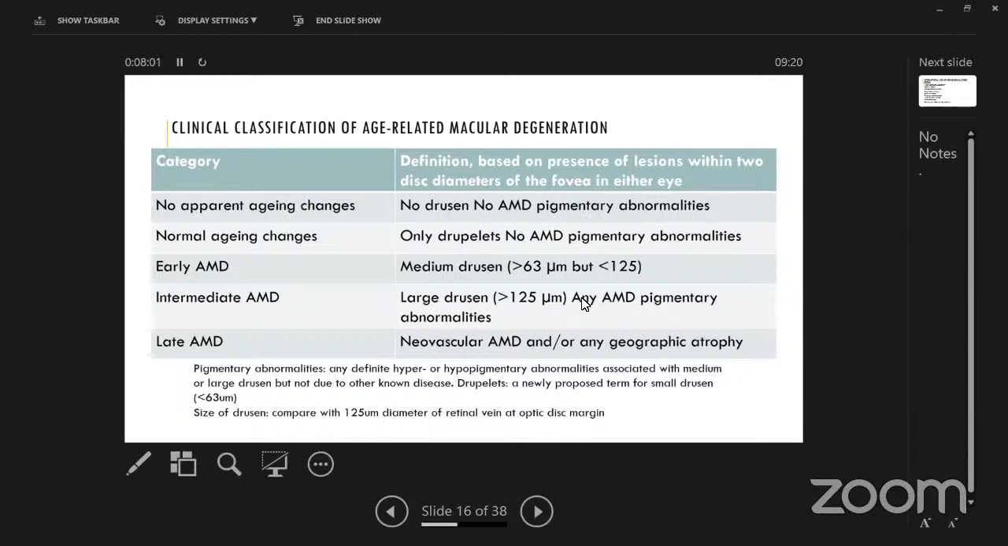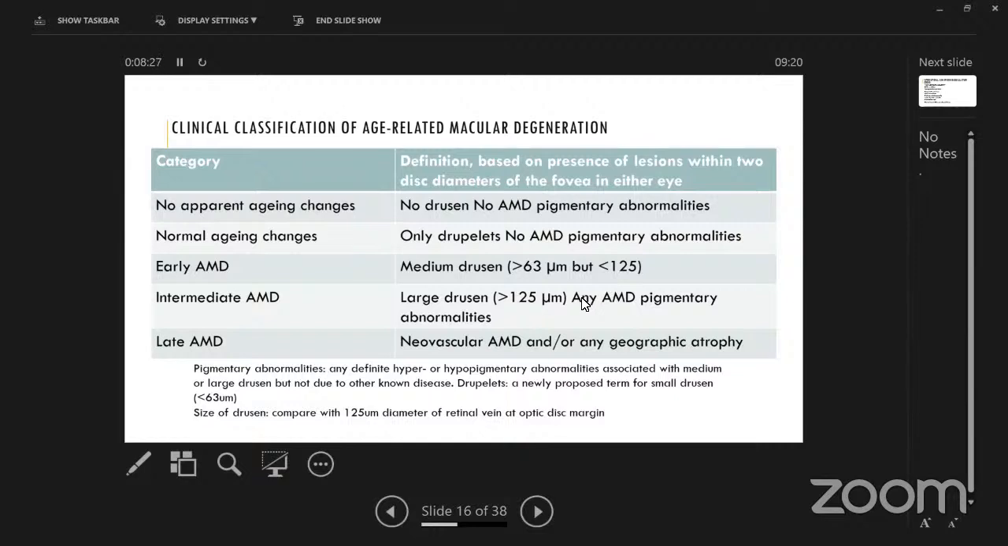So if we do a clinical classification of age-related macular degeneration, it is classified as follows. Presence of only droplets and no AMD pigmentary abnormalities is termed as normal aging changes, where droplets are a newly proposed term for small drusen, which are less than 63 microns. Then early AMD is termed when there is presence of medium drusen, which are between 63 and 125 microns.